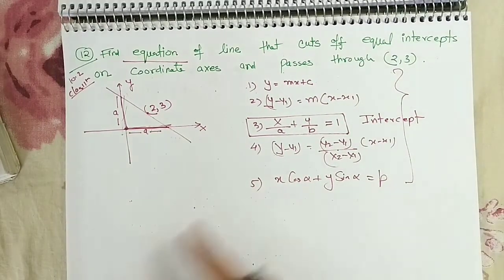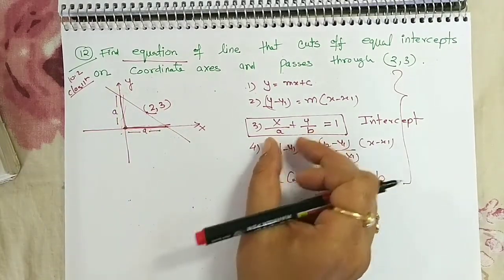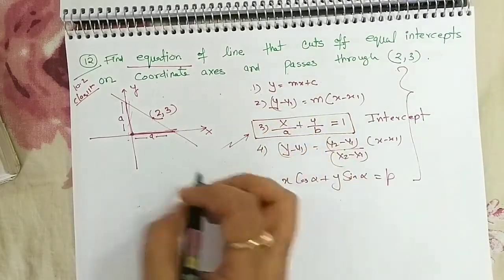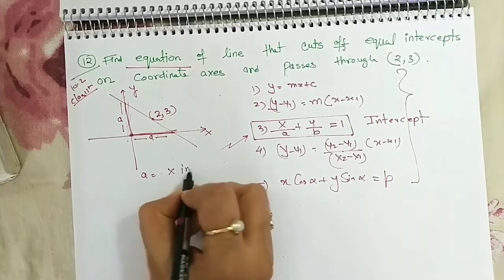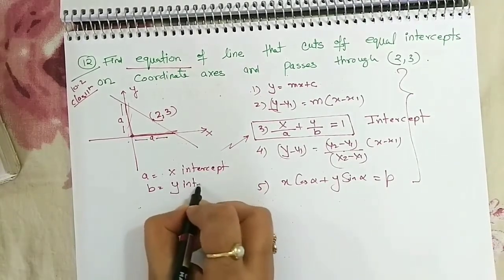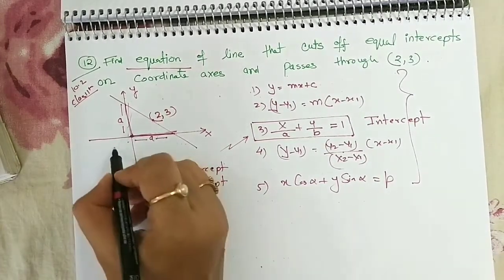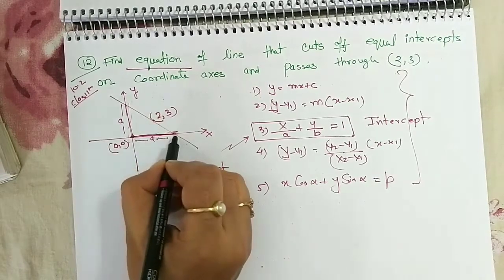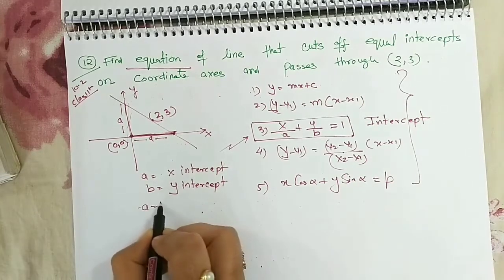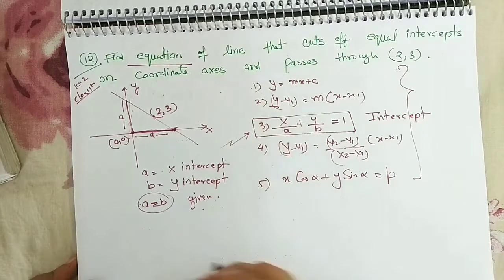What they have given, they are saying that A and B are equal. These are the intercepts. A is the intercept here in this equation, A is x-intercept. Okay, and what is B? B is y-intercept. Guys, intercept is a fancy word for the distance from the origin where the line is cutting. This distance. So here they are saying A is equal to B. This is given.